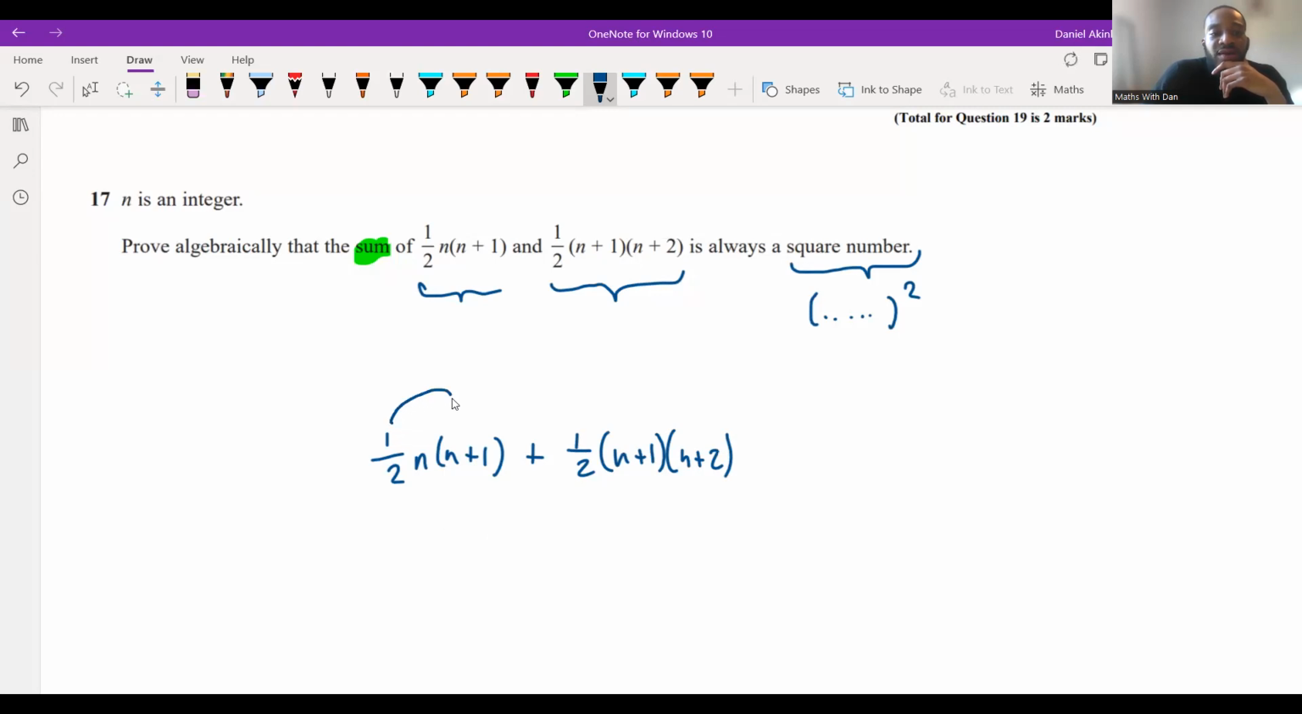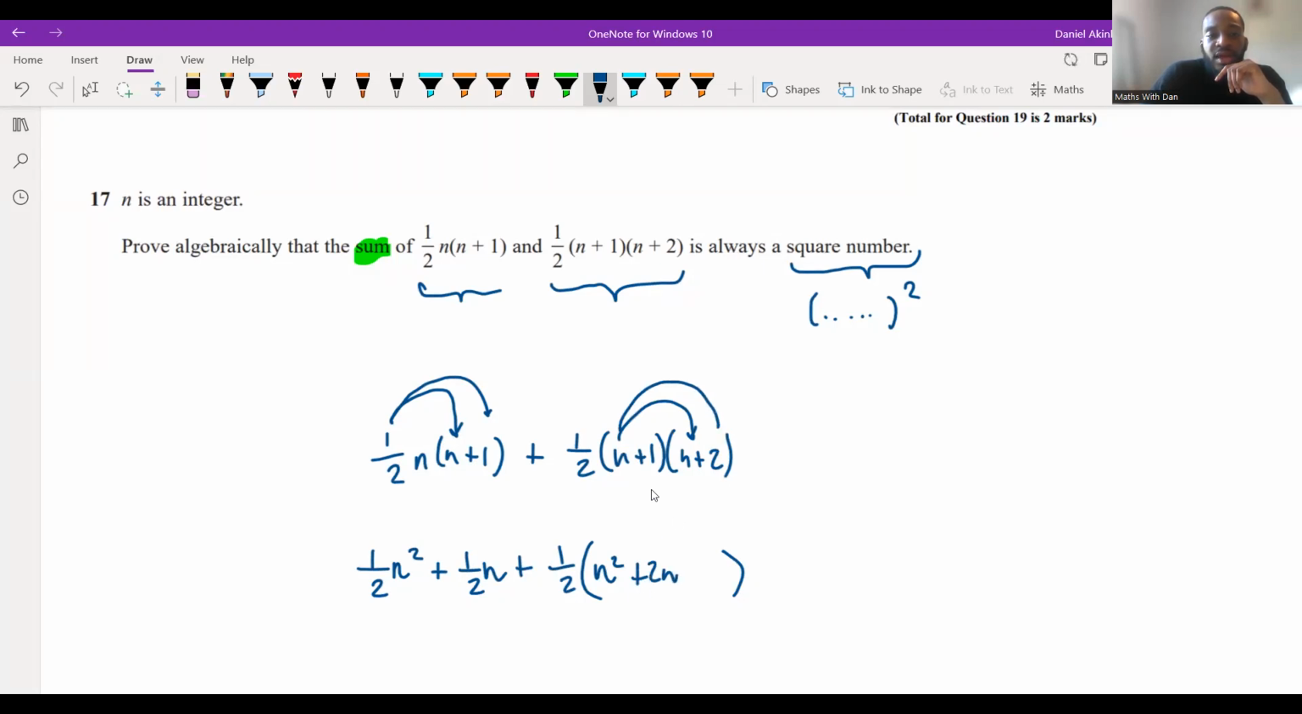So if I do this times this here, I've got 1/2 n times n. This will give me 1/2 n squared. And then I've got 1/2 n times 1. This is just plus a half n. And then for this one here, I would work out the two brackets first and then bring the half after, just to make it a bit clearer. n times n is n squared, and then n times 2 is 2n, and then 1 times n is n, and then 1 times 2 is 2, so that's just a plus 2. Let me just move this a bit more, like this.